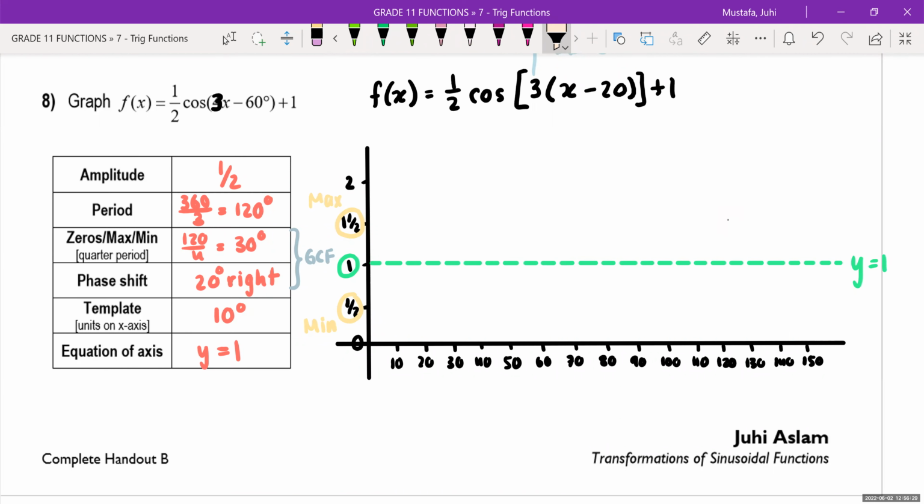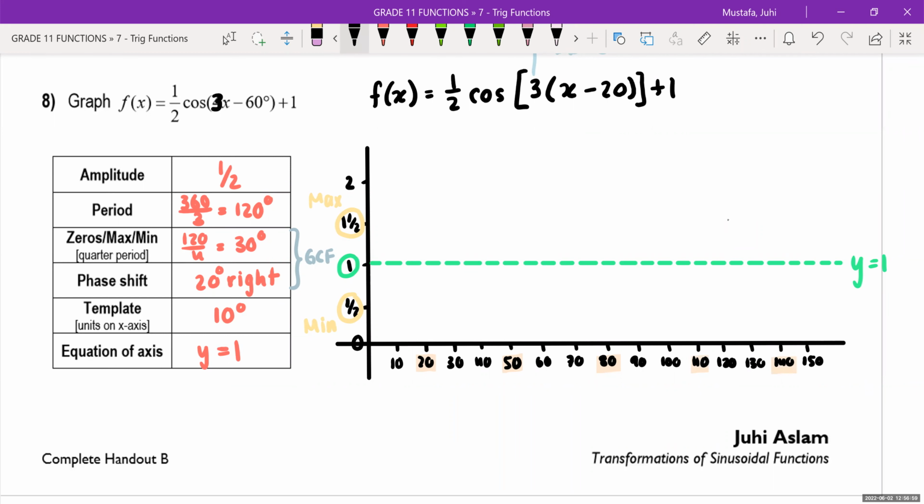Okay, so whenever I have a phase shift and a weird template, I figure out where I'm going. So the phase shift is 20 degrees to the right. That means I'm going to be starting at the 20. And then my quarter period is every 30 degrees. So 10, 20, 30, 10, 20, 30, and so on. I've highlighted 20, 50, 80, 110, and 140 because that is where something important will always be happening.